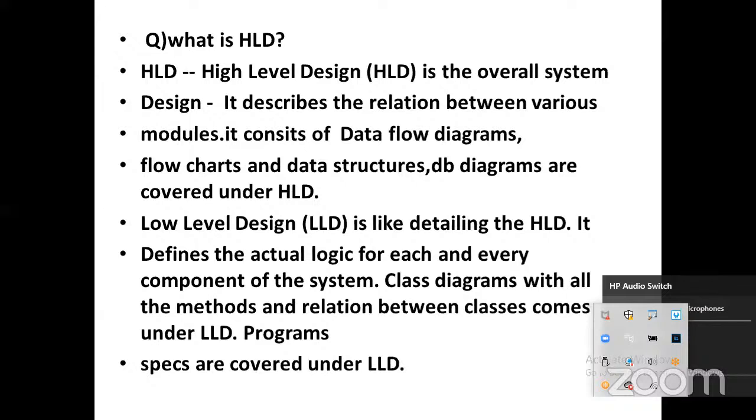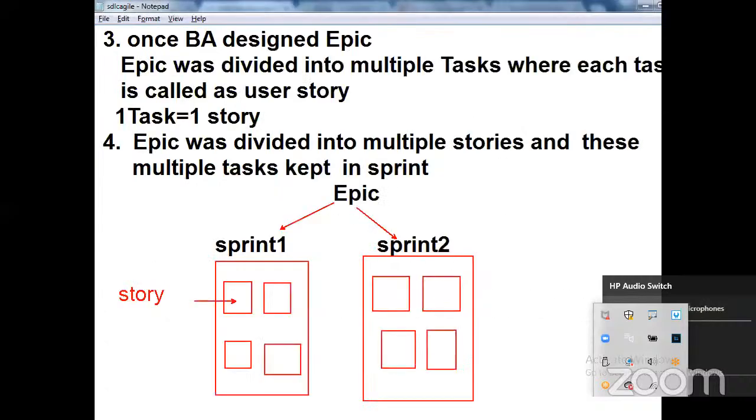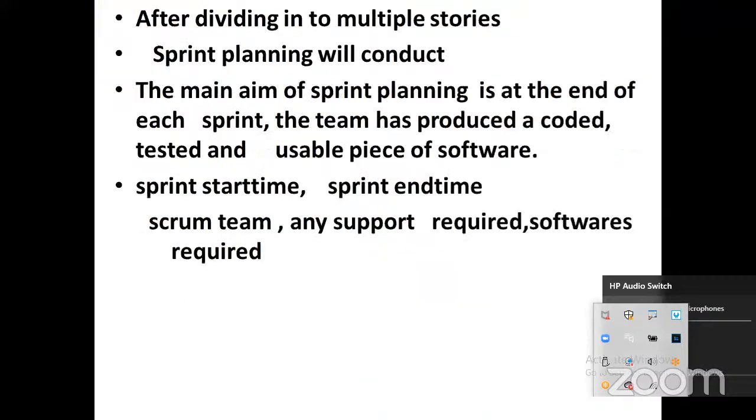Are you following, everyone? That's what I'm telling. So now here you can see once the business analyst designs, the epic is divided into multiple tasks where each task is called a user story. One task is equal to one story. So the epic is divided into multiple stories, and these multiple tasks are kept in one sprint. Is it clear? Planned story is called sprint, unplanned story is called sprint backlog.